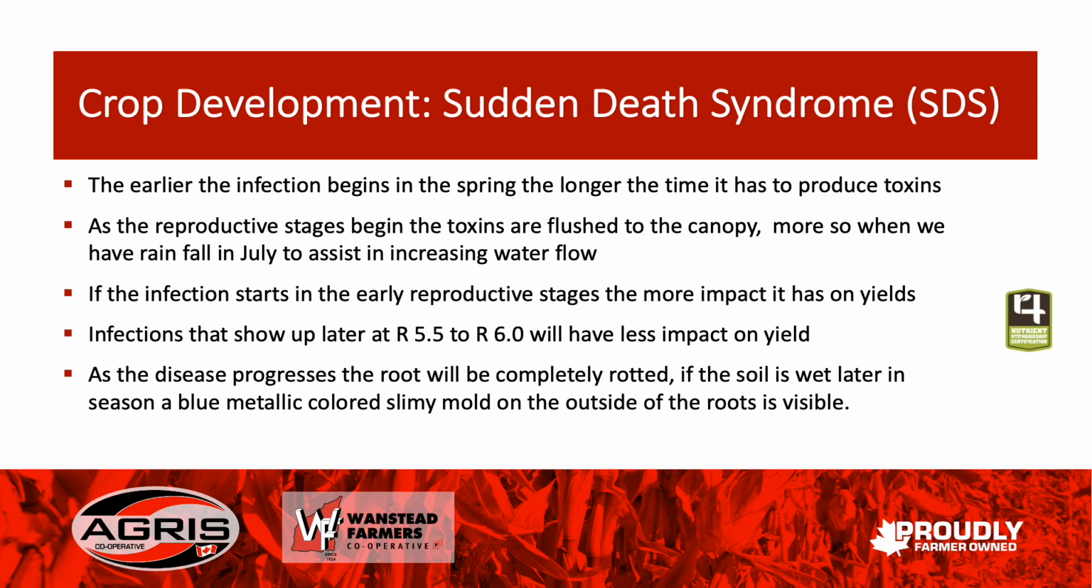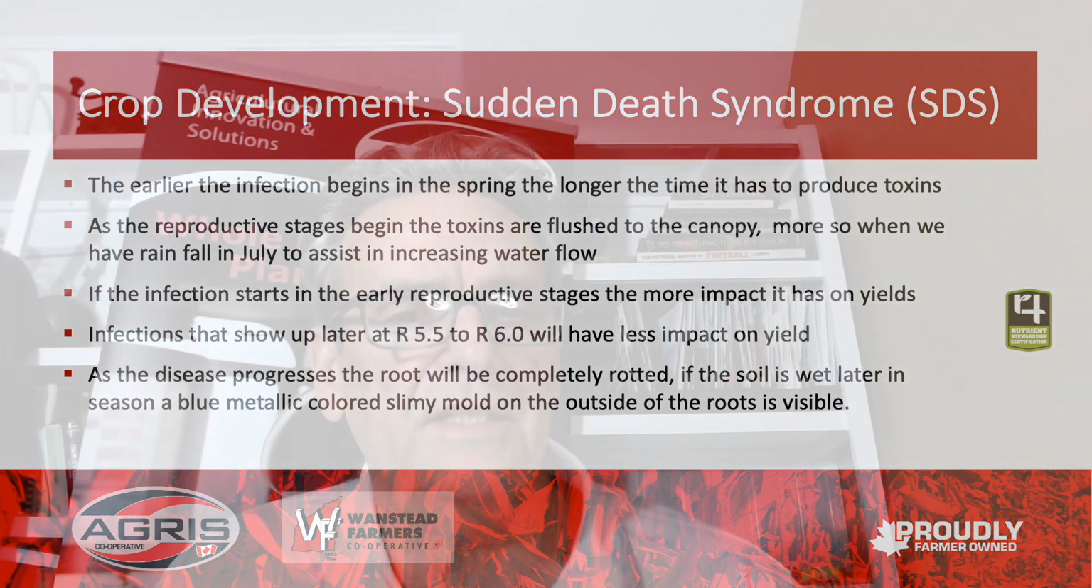So as the disease progresses through the season, and if the soils are wet when you're out there and you're digging up roots, you will see a metallic bluish green, slimy mold on the surface of the roots. Just confirms that it was indeed sudden death syndrome.